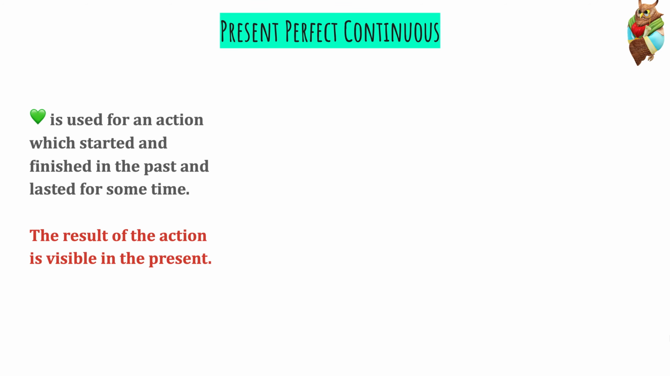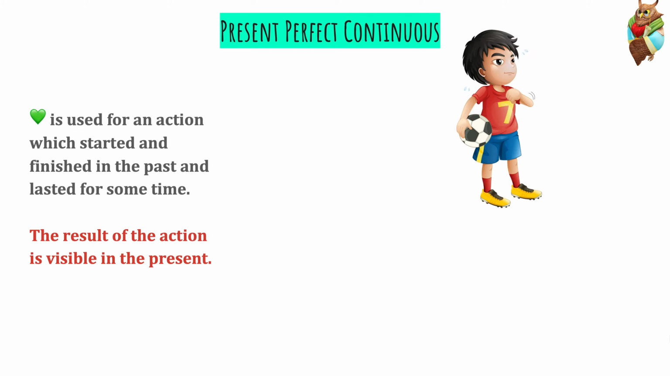Present perfect continuous is also used for an action which started and finished in the past and lasted for some time. The result of the action is visible in the present. Again, we do have connection between past and present because we have a result. Yeah, we have a finished action, but we have a result now. And what is important is the phrase lasted for some time: continuous, duration.